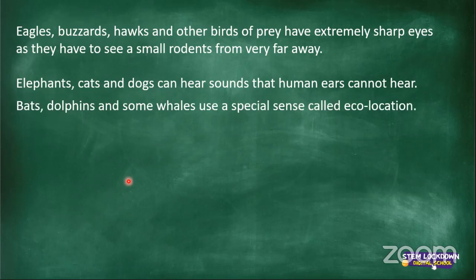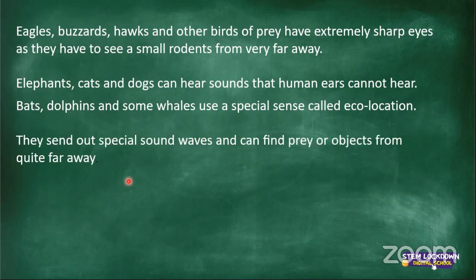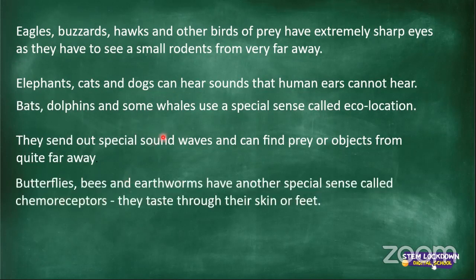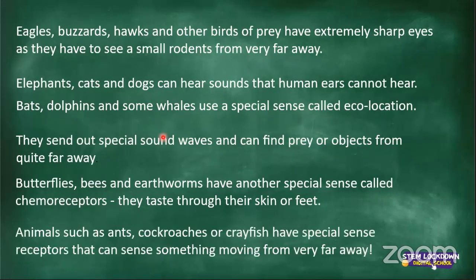Bats, dolphins, and some whales use a special sense called echolocation. They send out special sound waves and can find prey or objects from quite far away. You will learn about this more intensely later. Butterflies, bees, and earthworms have another special sense called chemoreceptors. They can taste through their skin or their feet. These are all the different senses of the animals, the sense organs.